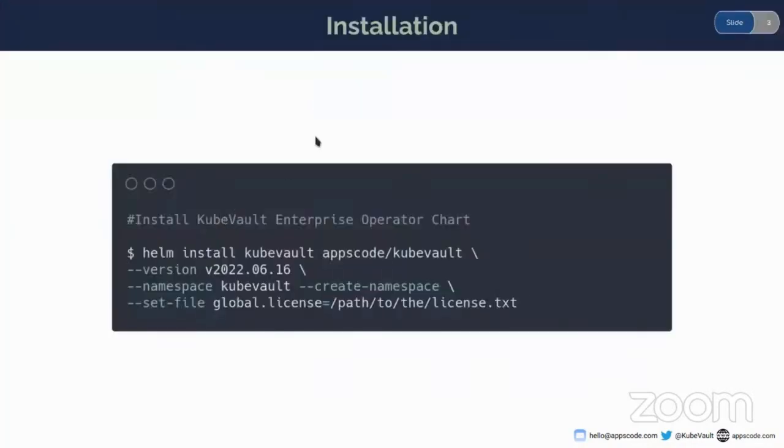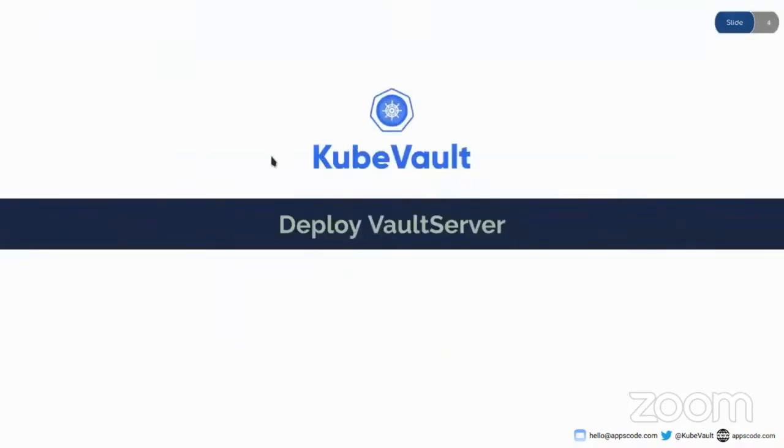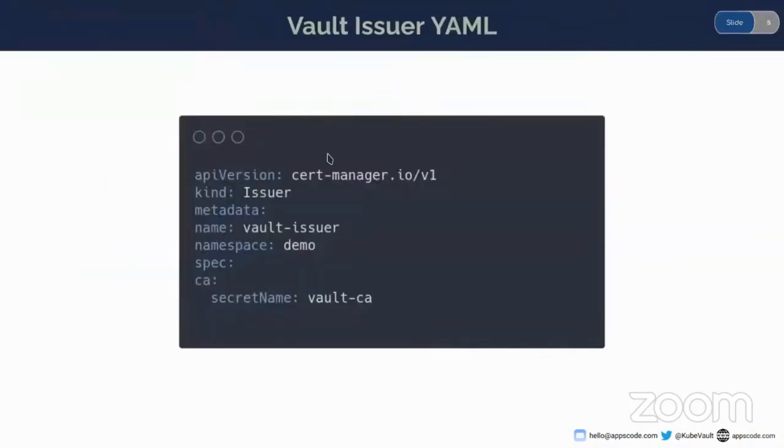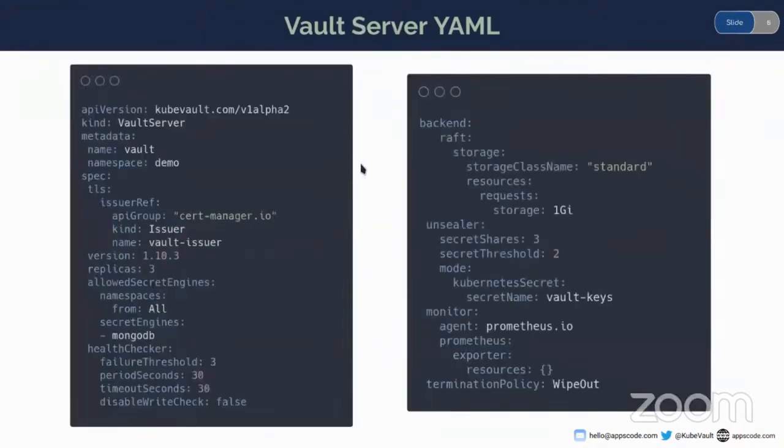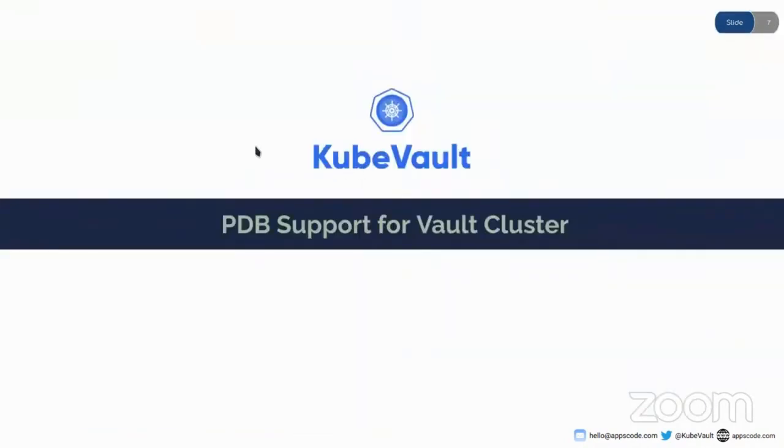So here is the installation command. You can install our KubeVault Enterprise Operator Chart using the helm install command that you can also find on our website. Before deploying the Vault server YAML and showing the issuer and Vault server YAML fields here, let's talk a bit about the PDB support that we recently added for our Vault cluster.